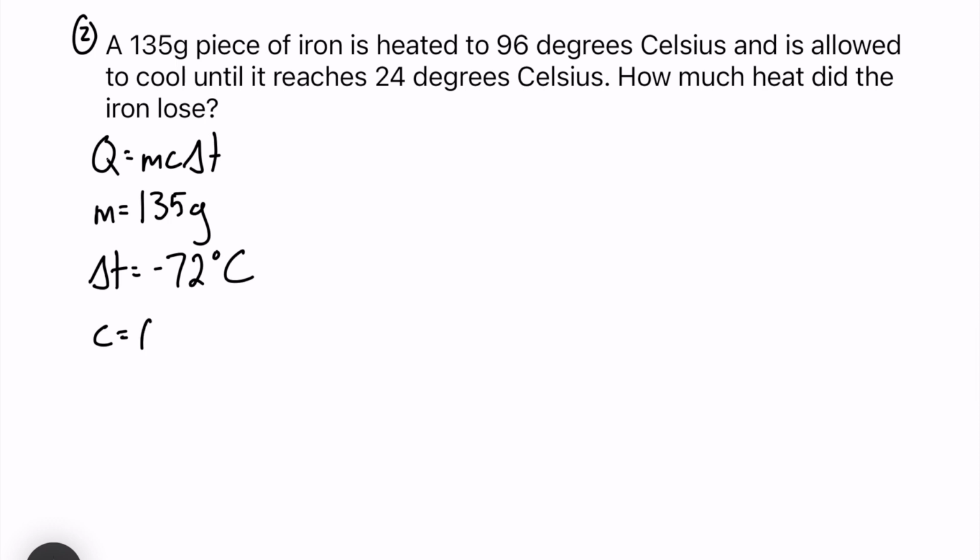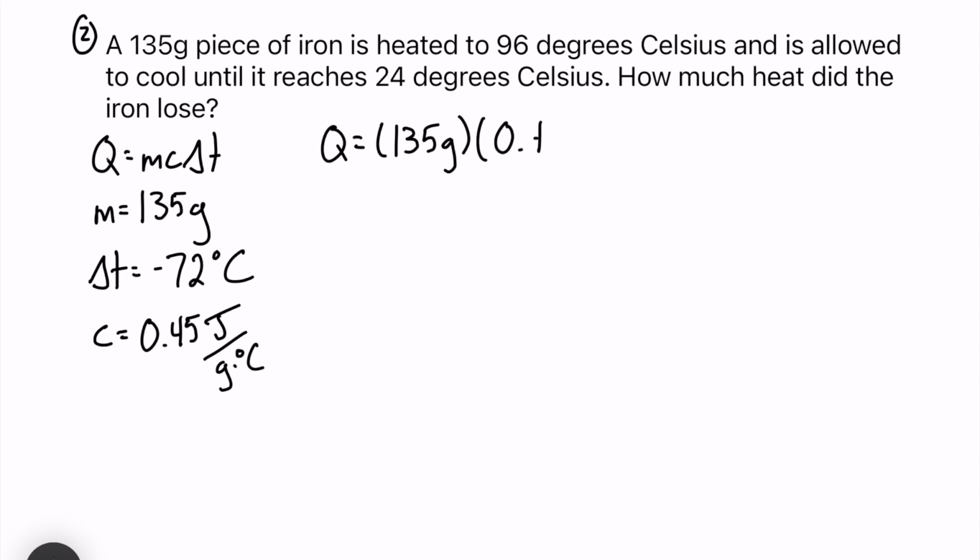So we have a C value of 0.45 joules per gram per degree Celsius. And now we can go ahead and plug this into our formula. So we have Q equals 135 grams multiplied by our C, which is 0.45 joules per gram per degree Celsius. And that's multiplied by our temperature change, which is negative 72 degrees Celsius.